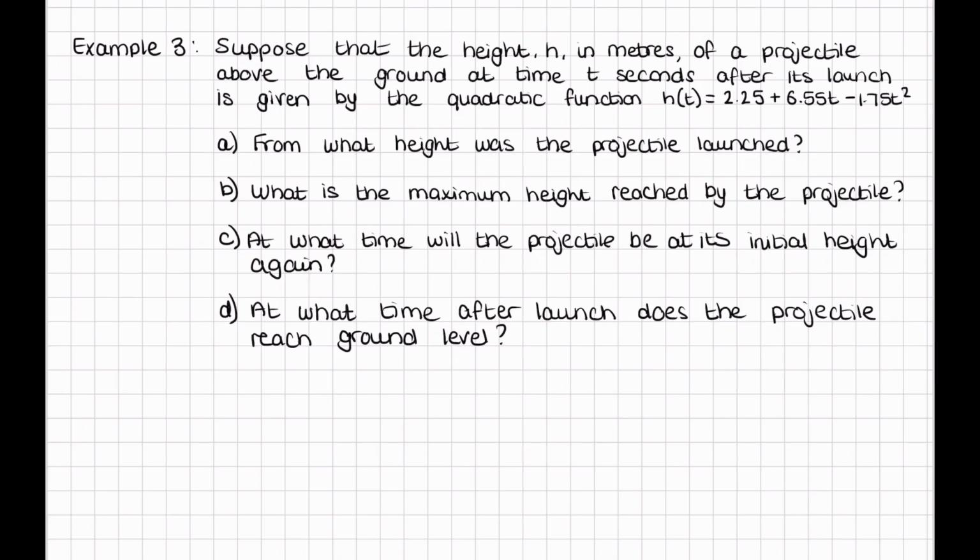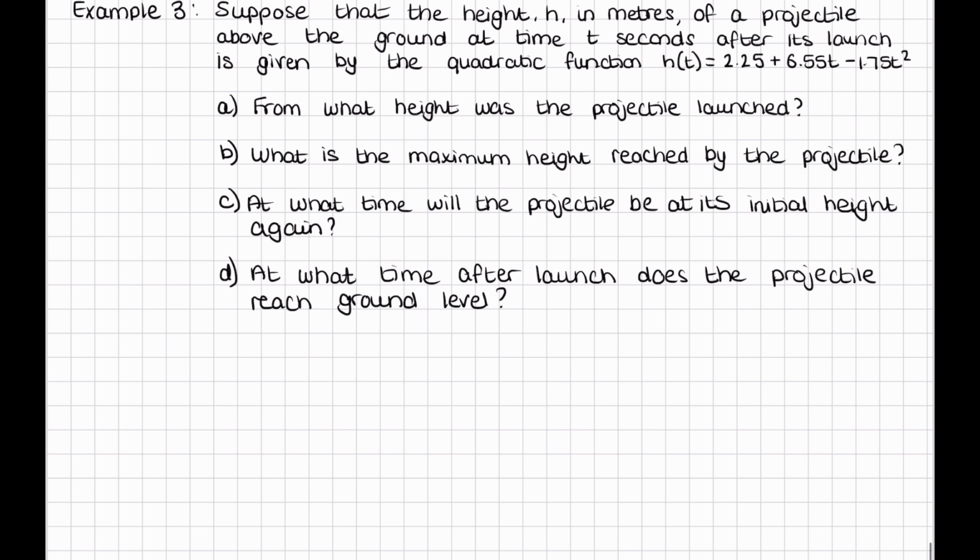Final example, example 3. Suppose that the height h in meters of a projectile above the ground at time t seconds after its launch is given by the quadratic function h(t) equals 2.25 plus 6.55t minus 1.75t squared. From what height was the projectile launched? So from here, what height was the projectile launched?